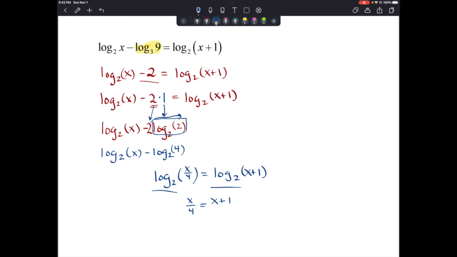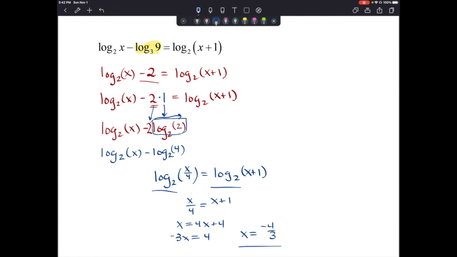Let's cross multiply to get x equals 4x plus 4. Subtract, we've got negative 3x equals 4. So x is going to equal negative 4/3.